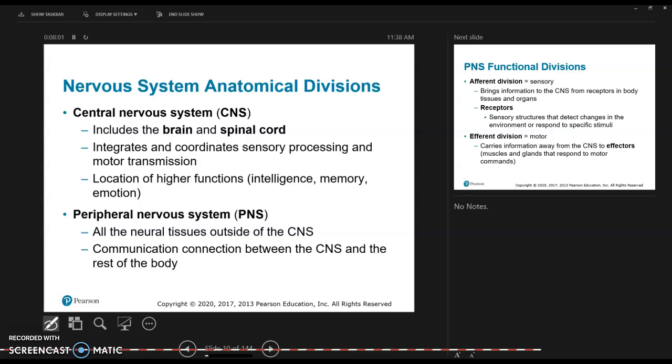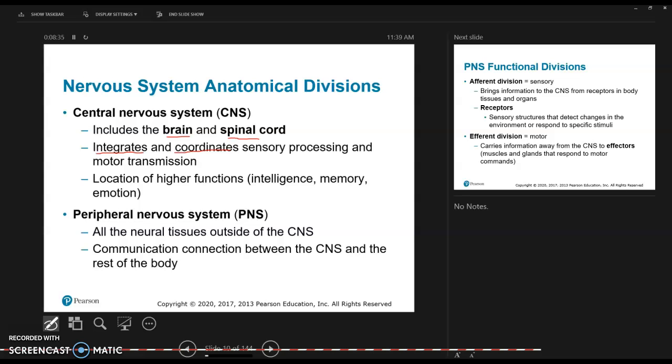All right, the central nervous system includes the brain and the spinal cord. Make sure you know that. It integrates and coordinates sensory processing and motor transmission. So just remember, integrates and coordinates. It's going to receive sensory information, and then it's going to send motor information. Motor information is just another way to say the efferent division. And it's the location of higher functions like intelligence, memory, and emotion.